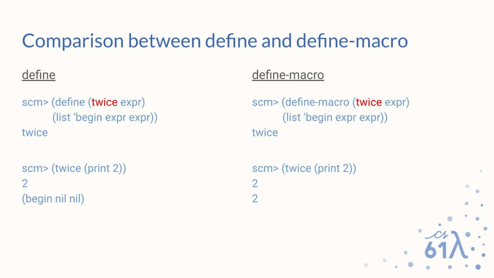Whereas here in this define method, if we do this define twice expression, what happens when twice is evaluated on print2 is that print2 itself is evaluated first. Like you remember from Python, the stuff inside the method gets evaluated, and then successively the outer stuff gets evaluated. So print2 gets evaluated, which gives you 2. It prints 2 to the standard output, and print2 itself returns nil. So then it will return this begin nil nil, which is what twice itself returns: a list with begin nil nil. Whereas here's what happens with a macro.